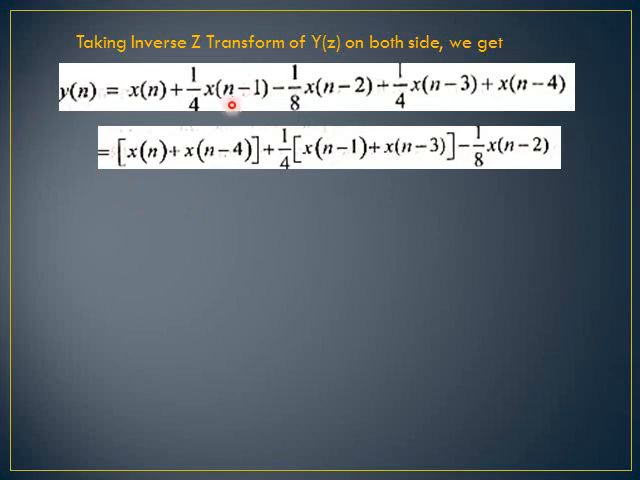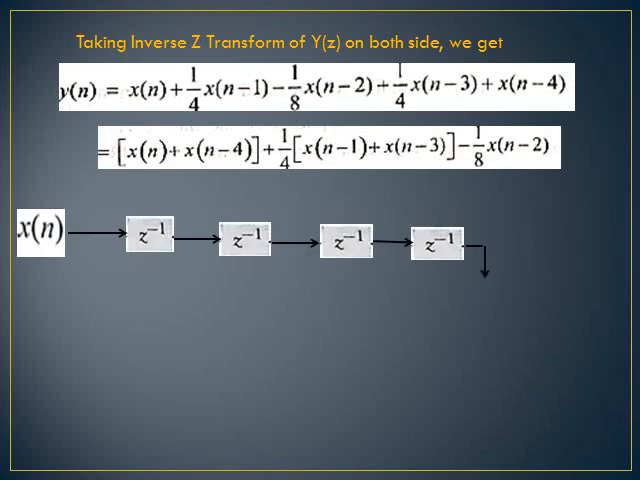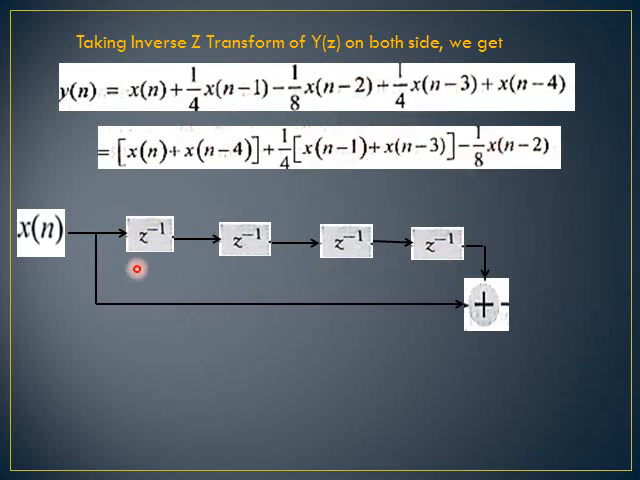So here there are 4 delays, n minus 1, n minus 2, n minus 3, n minus 4. So the z to the minus 1, minus 2, minus 3, minus 4. And x of n is your input, y of n is your output. So this is your x of n. Now z to the minus 1 is for x of n minus 1, then x of n minus 2, z to the minus 1, x of n minus 3, z to the minus 1, and so on. So 4 delays, and I have 1 x of n.